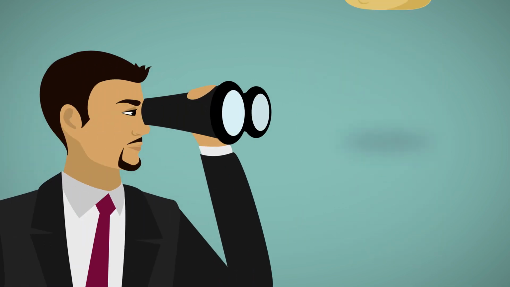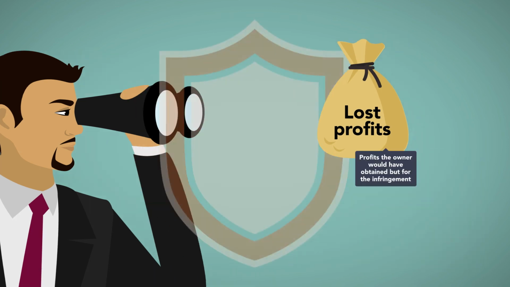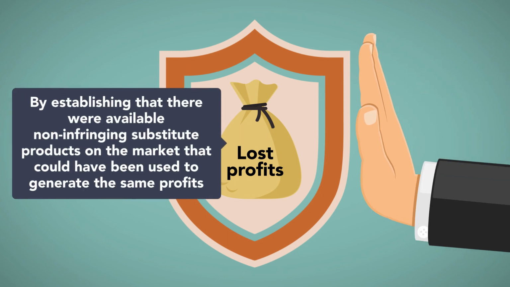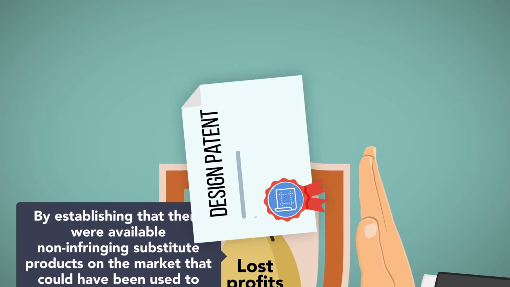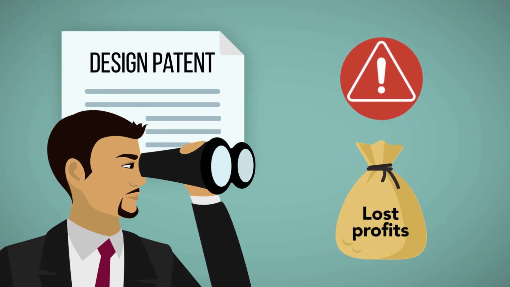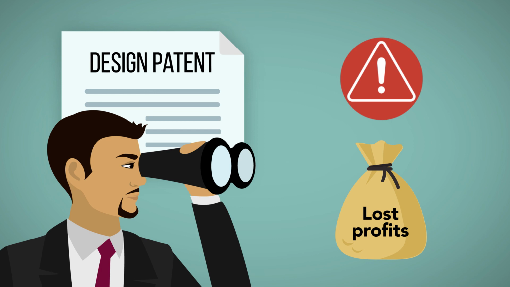alternatively seek its lost profits, which are the profits the owner would have obtained but for the infringement. The infringer can defend against a claim for lost profits by establishing that there were available non-infringing substitute products on the market that could have been used to generate the same profits. In addition, a design patent owner can seek the profits made by the infringer of any article of manufacture that is covered by the design patent.